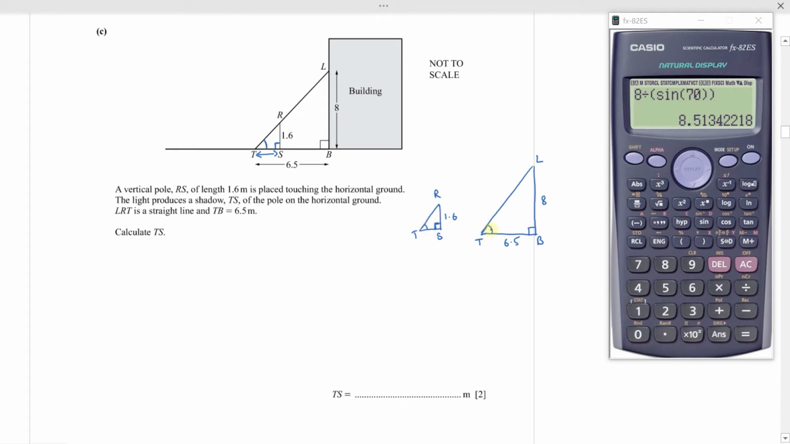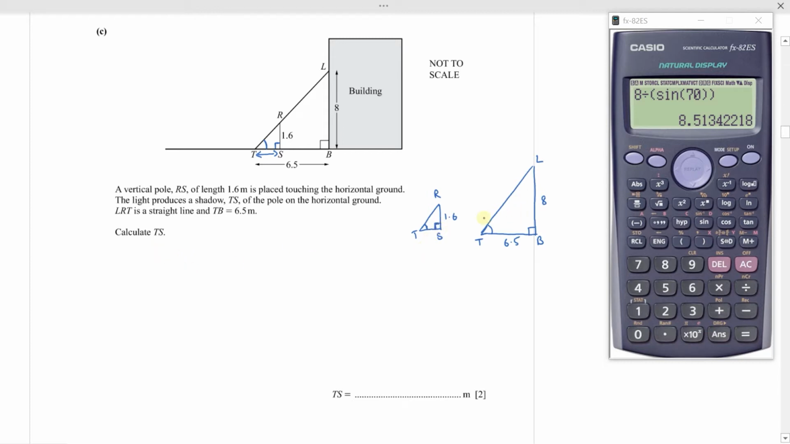So I can easily find this angle using trigonometry. So this is the perpendicular height. This is the base. So I can use tan here, tan of angle LTB, to calculate this angle. So once I know this angle, which will be the same here, and I know the height of this triangle, I can easily find TS again using the tan. So let me show you.